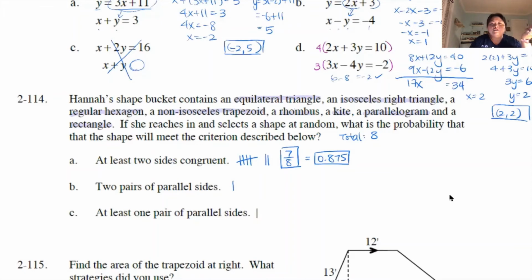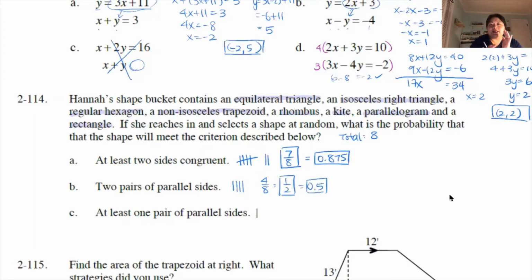A non-isosceles trapezoid, it has only 1 pair of parallel sides. That's why it's a trapezoid, right? A rhombus has opposite parallel sides, and all sides are congruent. So I do have 2 pairs for a rhombus. A kite has no parallel sides. A parallelogram has 2 pairs of parallel sides again, and a rectangle also has 2 pairs of parallel sides. So that is 4 out of 8, which is 1/2, and that's 0.5. So 50% chance.